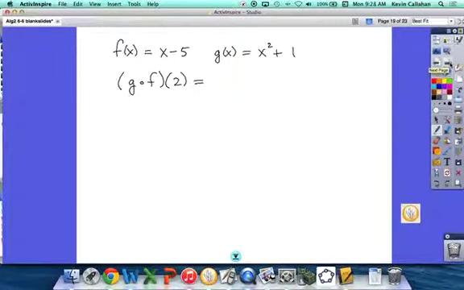Okay. So let's do a g of f of 2. And we're going to do it two different ways. If you look at the book example, which is not exactly this example, but they do two different ways. The first way is find g of f of x.